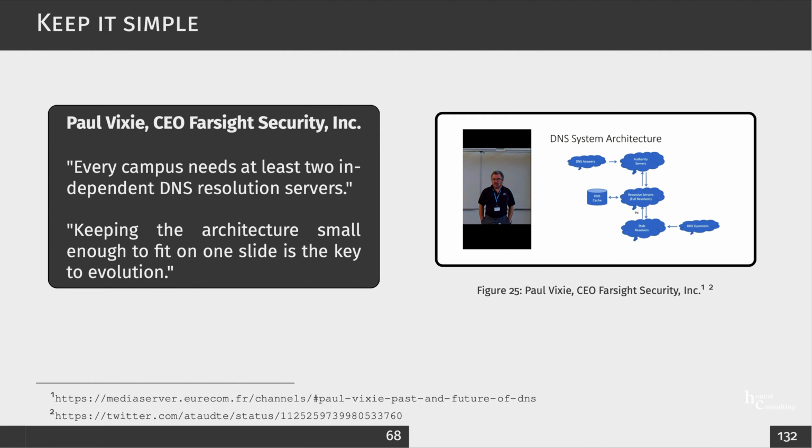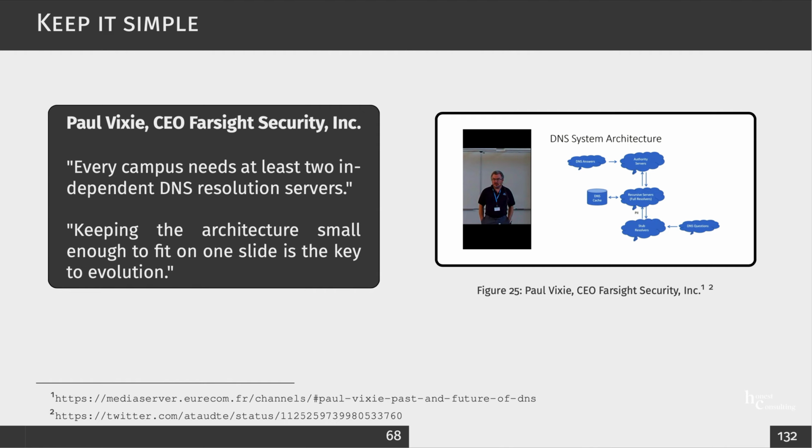To sum it up, just keep it simple. I really like these two comments made by Paul Wixie, who is one of the most known people in the DNS industry, actually. It really makes sense to keep two DNS servers for every campus. So even if you are just one huge big company, it's not quite common that you were able to place everybody in one huge building somewhere on a green field.